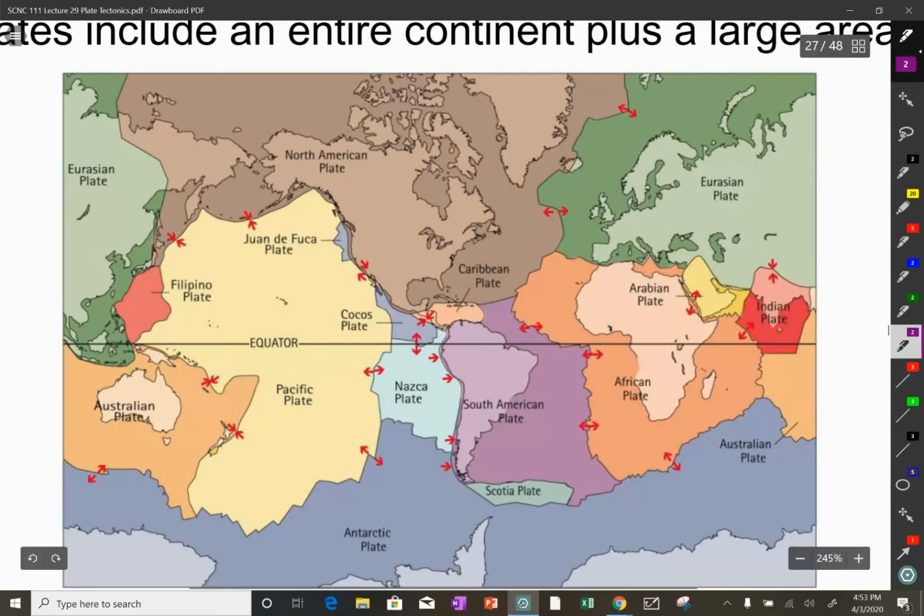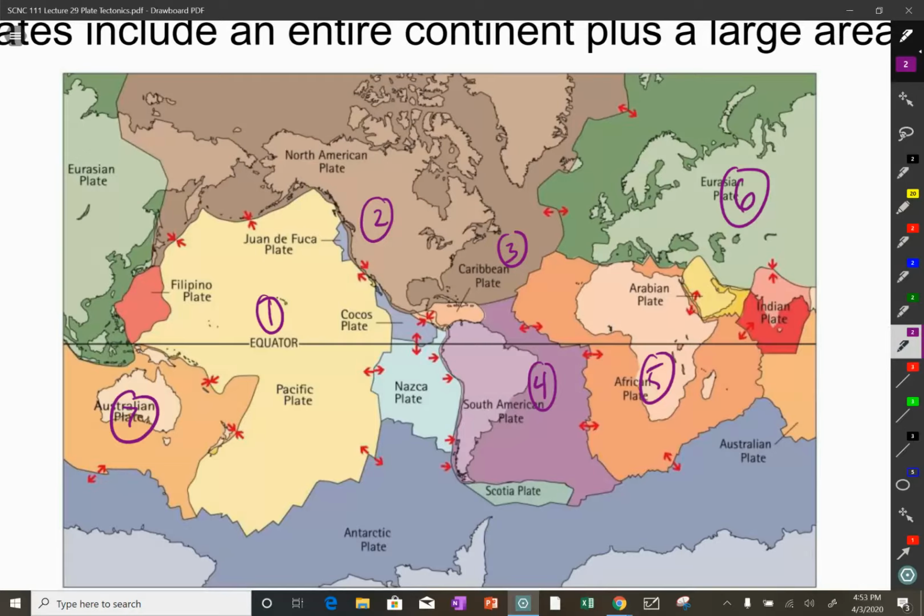So you have the Pacific plate, I'll label that 1. The North American plate, I'll label that 2. The Caribbean plate, 3. South American plate, 4. The African plate, 5. The Eurasian plate, 6. The Australian plate, 7. And then we have the smaller plates, though I know it said 8 major plates. Which one's the 8th major plate? The Antarctic plate. So there's our 8 major plates.